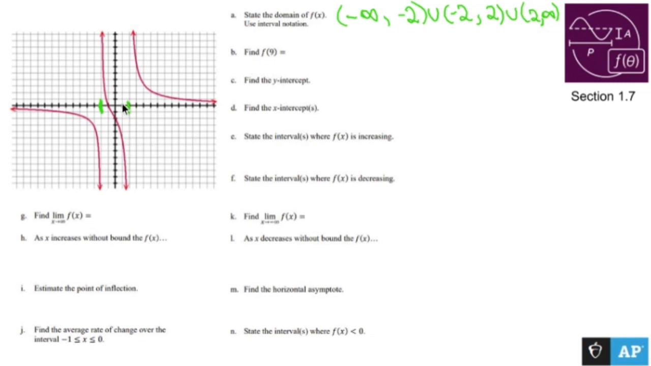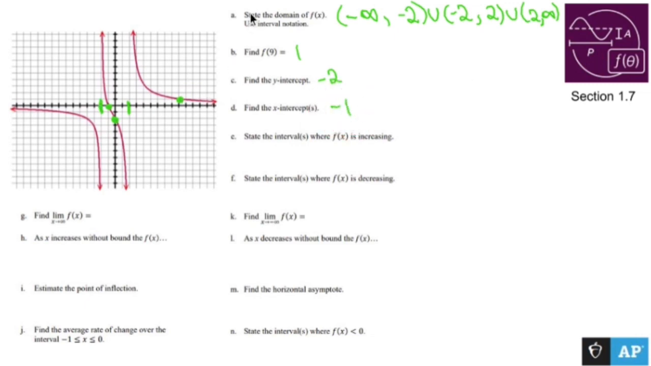Find f of 9. That means when the x value is 9, what's my regular y value going to be? Well, 1, 2, 3, 4, 5, 6, 7, 8, 9. Looks like it's right there. So I'm going to go with 1. Find the y-intercept. That's where my line right here crosses the y-axis, and it happens right there, so we'll call it -2. Find the x-intercept. That's where my line crosses the x-axis, so right there at -1. And that's it.